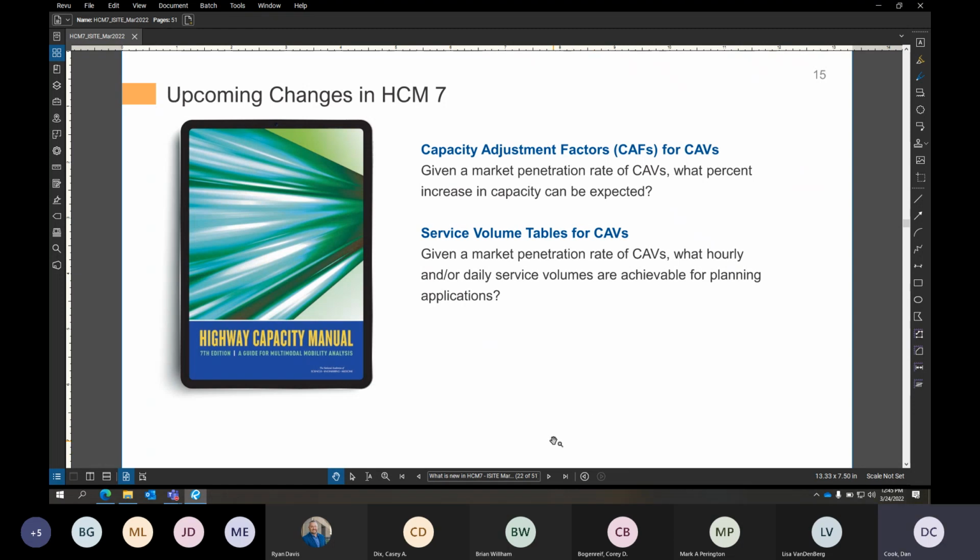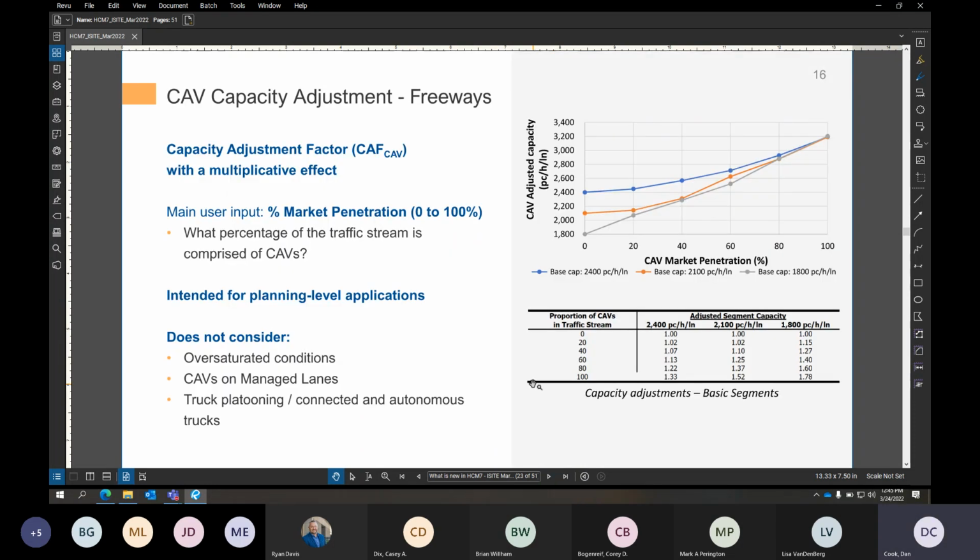So what was produced along with those capacity adjustment factors are planning level service volume tables. So rather than talking about them, we can look at them. So the first part, capacity adjustment factors for freeways. I wasn't on the research team, so I can't dig into all the techie stuff in this, but I do like the graphs that came out of it, and it's kind of cool.